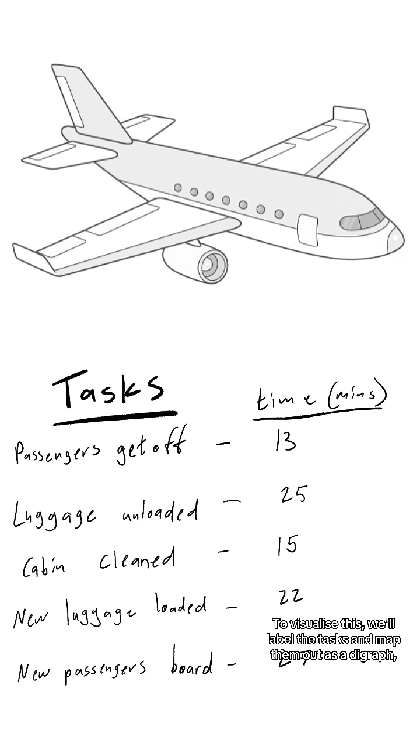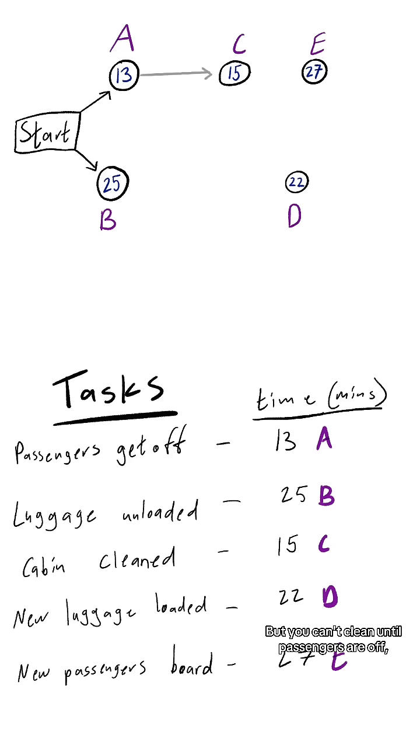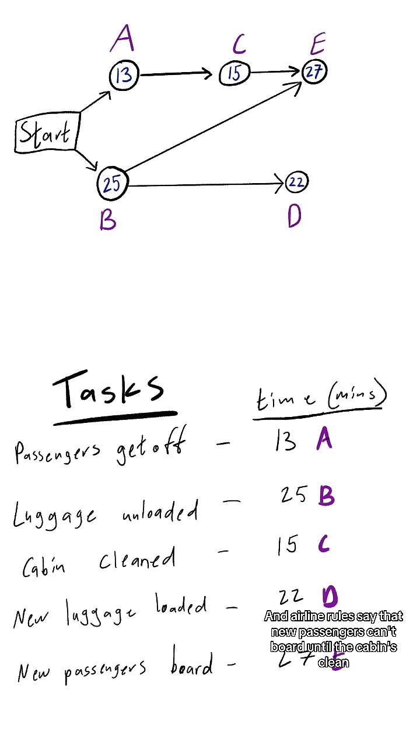To visualize this, we'll label the tasks and map them out as a digraph, basically a flowchart showing what depends on what. Some tasks can happen at the same time, like unloading passengers and cargo, but you can't clean until passengers are off, you can't load new luggage until old is out, and airline rules say that new passengers can't board until the cabin's clean and the old cargo's gone.